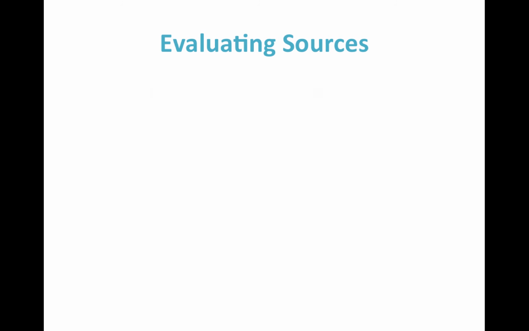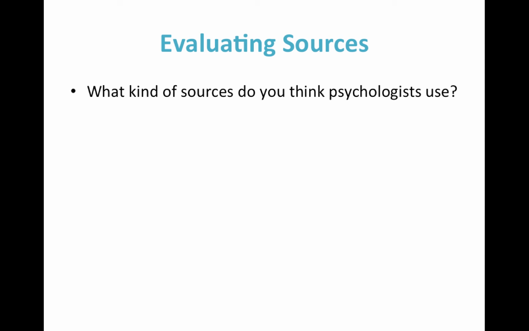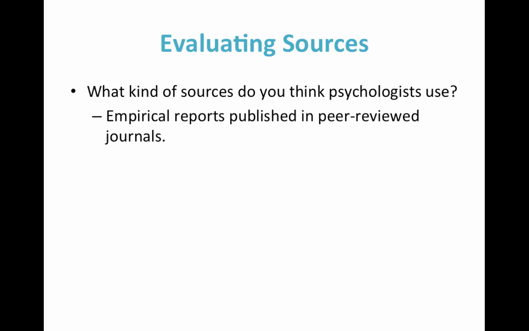Let's talk now about what kinds of sources psychologists use. The answer is empirical reports published in peer-reviewed journals. Let's be clear here that what we have been reading and examining up until now were media reports: the report from Yahoo, and now the story from The Economist. These are referred to either as media reports or secondary reports of research. However, in both cases, the original or primary sources of the research were empirical articles.